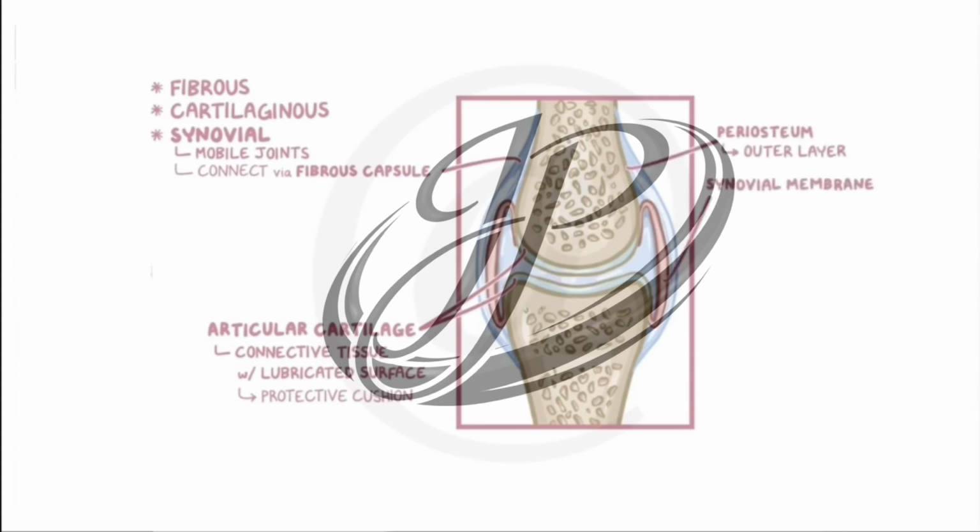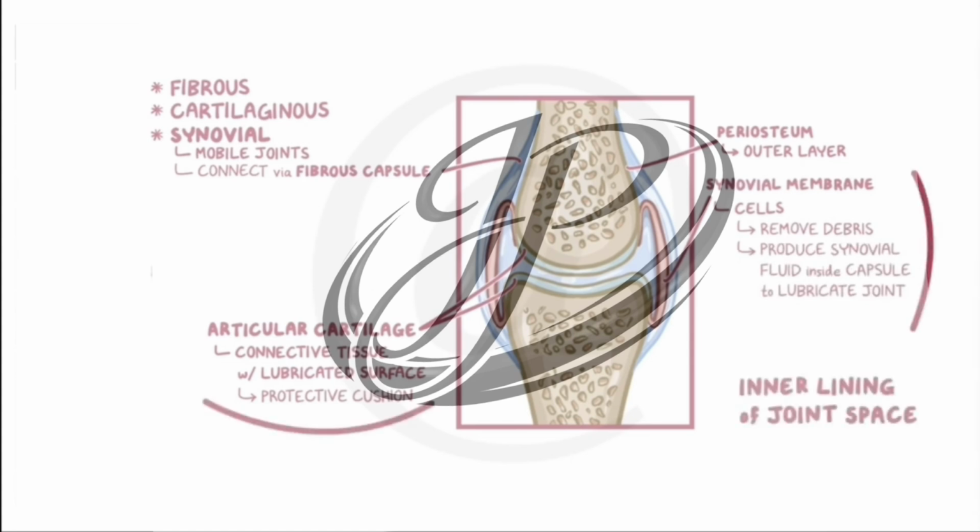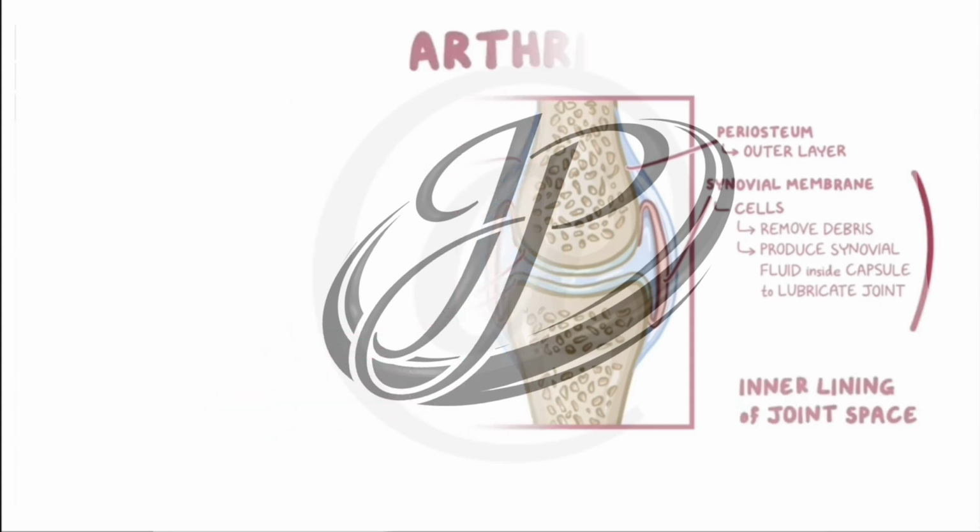Which will have an enclosing synovial membrane which has some cells that are going to help you get rid of the cell debris and also secrete synovial fluid, which will act as a lubricant, right? Together with the synovial membrane and the articulating cartilage, this directly is going to form the inner lining of the joint space as you see on your screen, right?